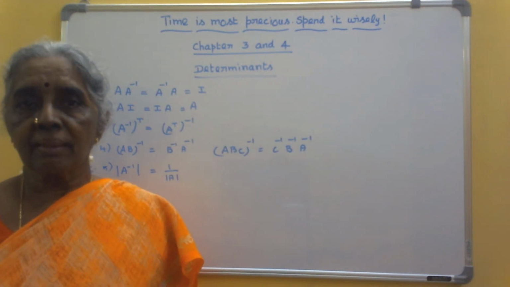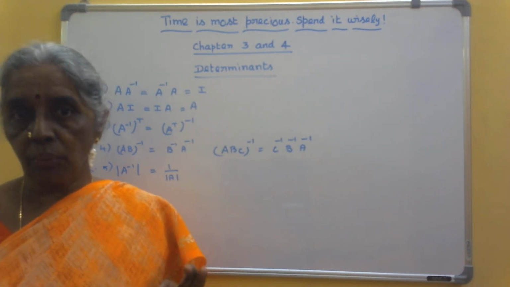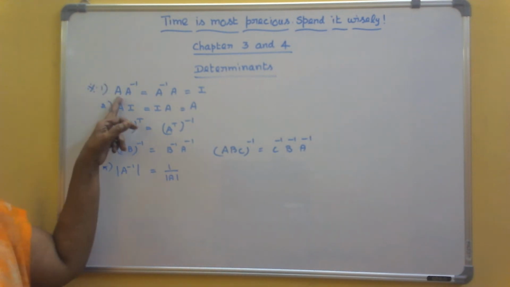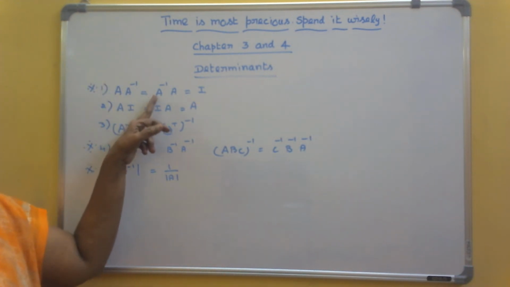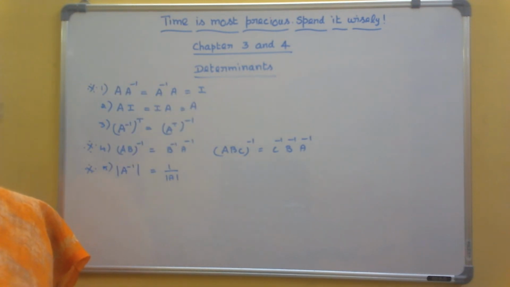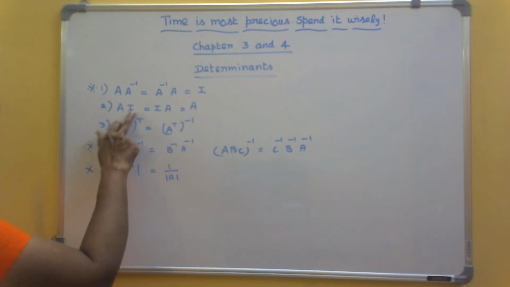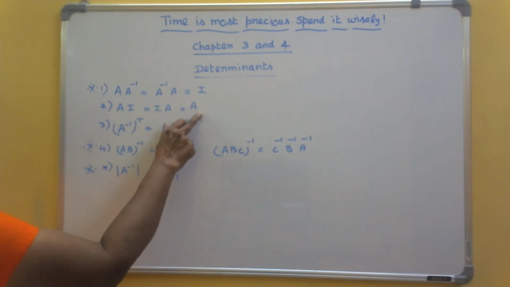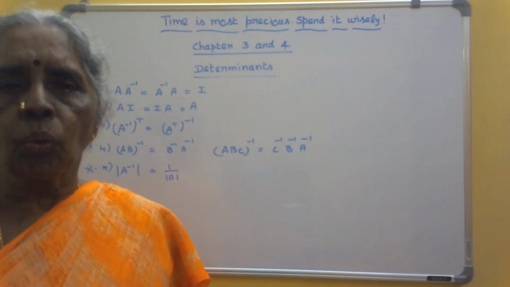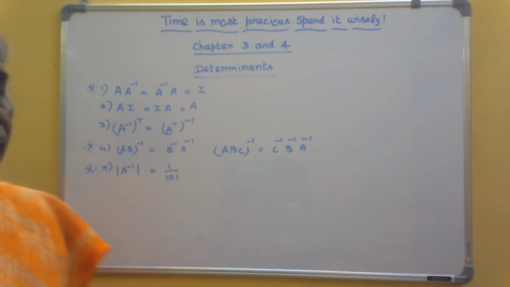Few very important properties which you have to use in solving the MCQs. A into A inverse will be equal to A inverse into A. That will be equal to I, that is the identity matrix of the same order. A into I is equal to I into A, that will be equal to A. That is, if you multiply any matrix by the I matrix, you will get the same matrix, right?